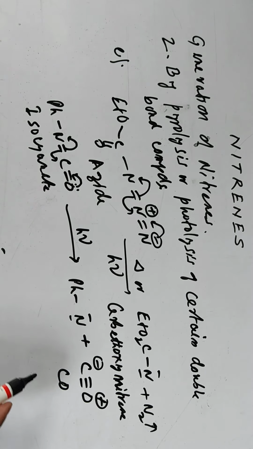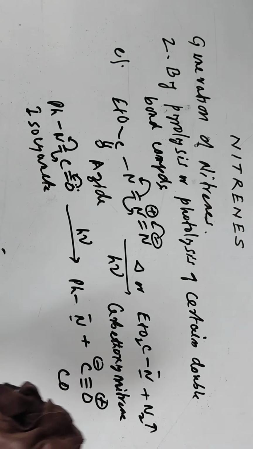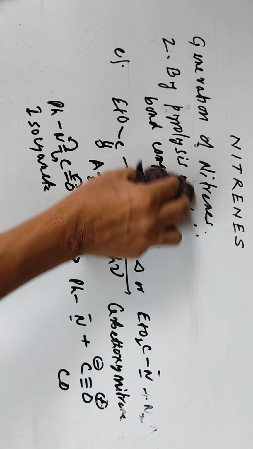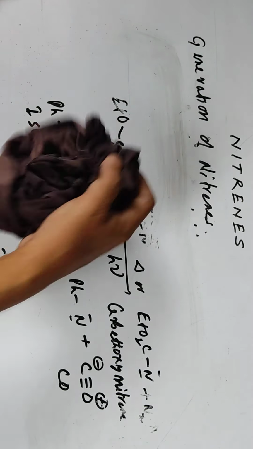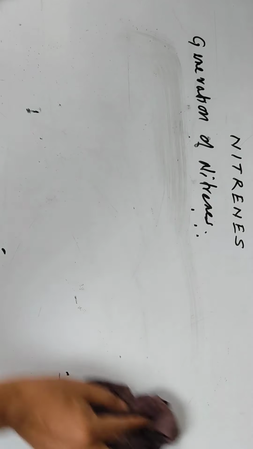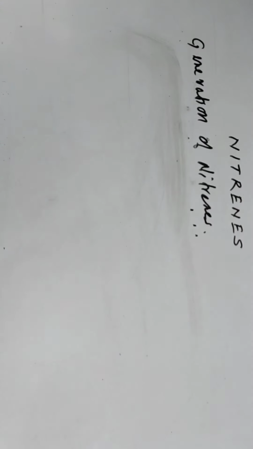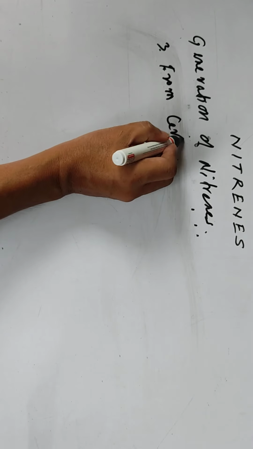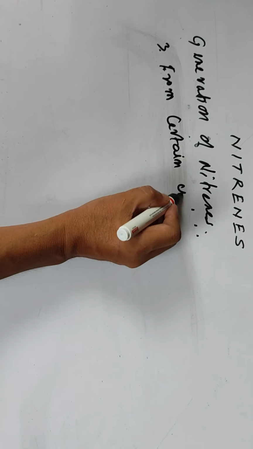So nitrogen can be generated another way. This is the second method: by pyrolysis or photolysis of certain double bond compounds, nitrogen can be obtained. Even another example is from certain cyclic compounds, like tricyclic compounds. You can also have nitrogens. The third one is from certain cyclic compounds. Nitrogen can also be generated from certain cyclic compounds.